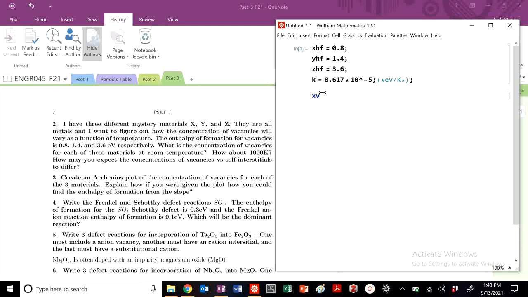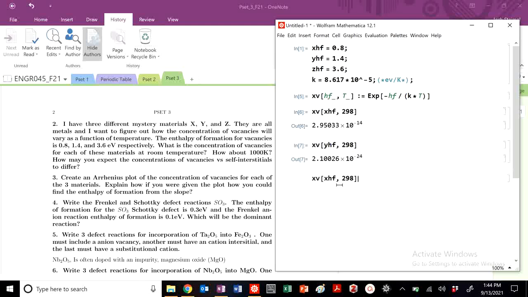I can create a function, x of v, with HF and temperature as arguments: exponential of minus HF divided by k times T. And voila, here we go. Now the question is asking what's the concentration at room temperature? So for X, HF, at room temperature of 298 K, we get this. Now it changes for Y.